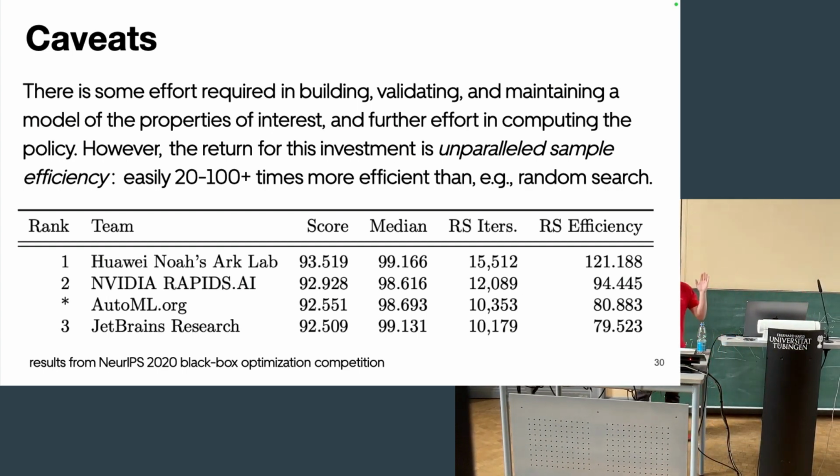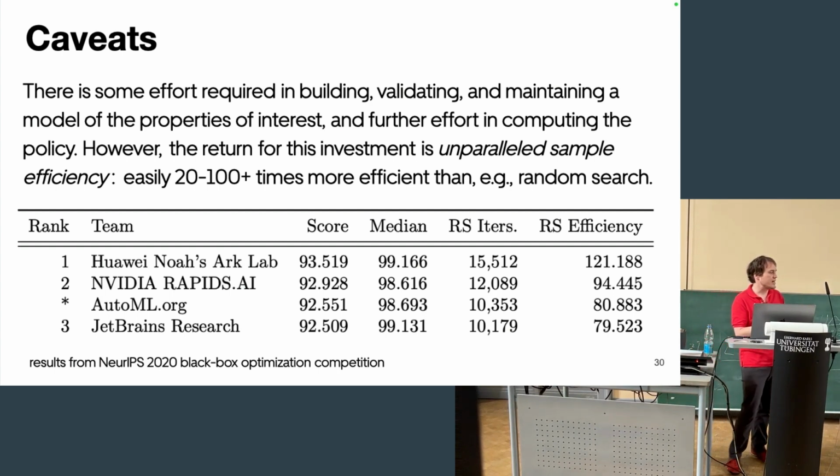OK, so I want to address some caveats here, which is that Bayesian experimental design is not always a good idea. And the reason for that is that accomplishing this kind of system that I've outlined here requires a lot of work. There's work in building and validating and maintaining this model of the properties of interest throughout experimentation. There's also work in deriving this acquisition function and optimizing that acquisition function. So if you can afford millions of experiments, this is probably going to be a waste of your time.